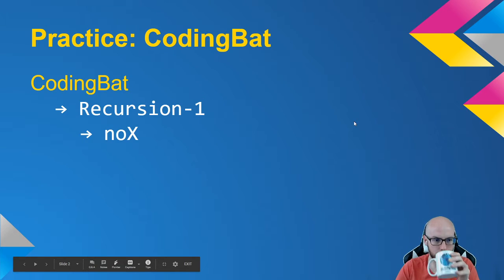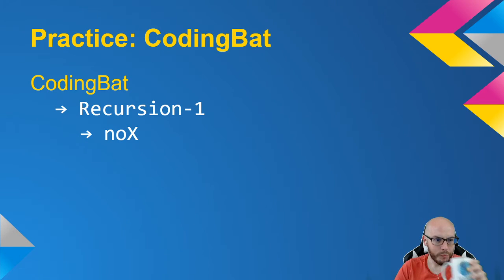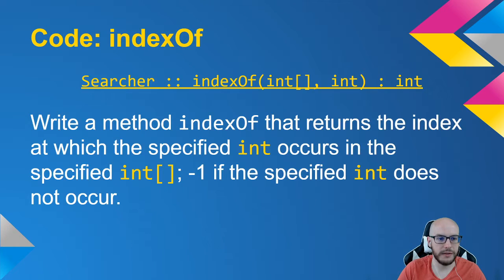All right. We did no x, we did array 6, we did array 11. I want to write this method. Write a method indexOf that returns the index in which the specified int, that's this guy, occurs in the specified integer array, that's this guy, -1 if the specified int does not occur. This is going in a class called searcher for a reason. This is linear search.